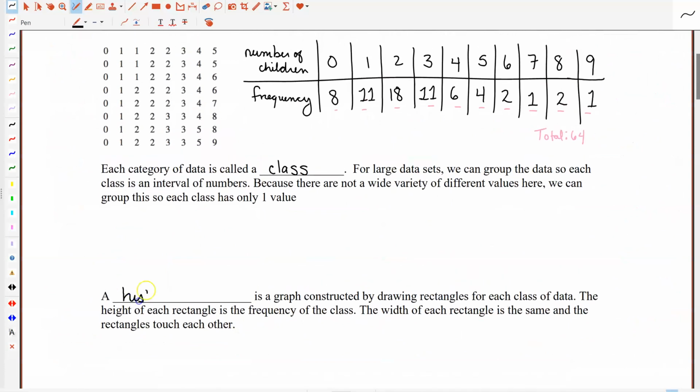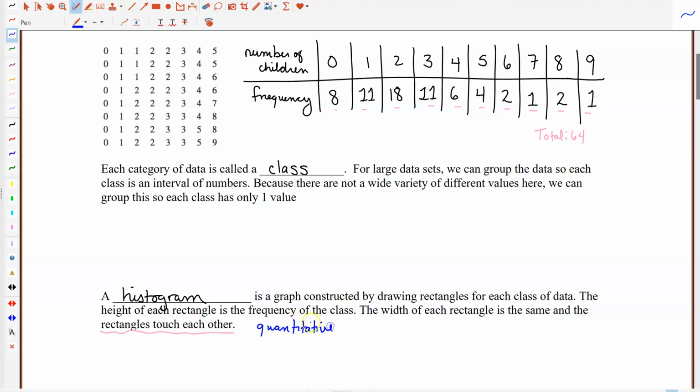So a histogram is a graphical display where we're going to draw rectangles for each class of data, and the height of each rectangle is going to be the frequency of the class. We have to make sure the width of each rectangle is the same, and the rectangles will touch each other. This is a big feature of how a histogram is different than a bar graph, because the rectangles have to touch. We make histograms when we are dealing with quantitative data.